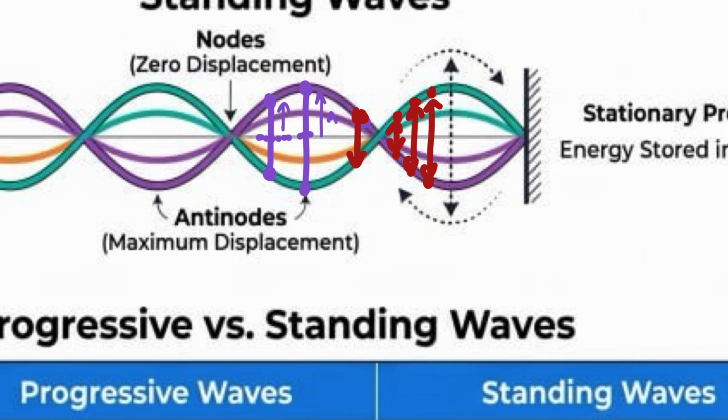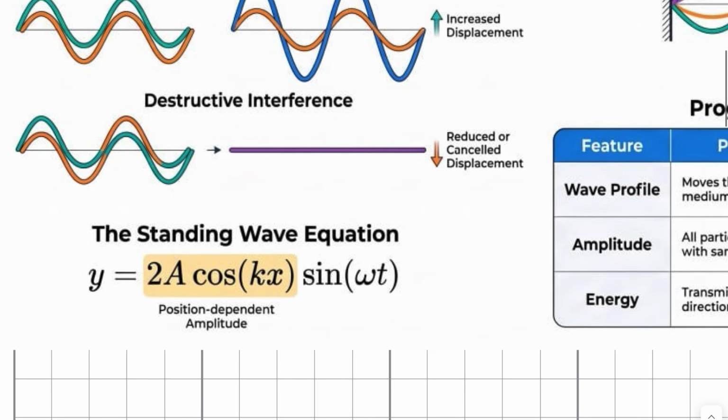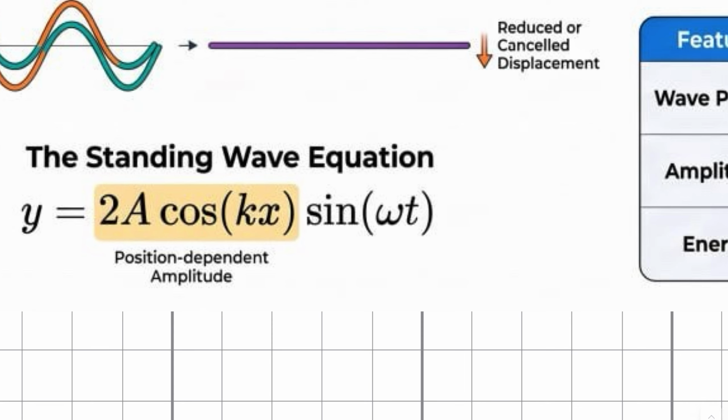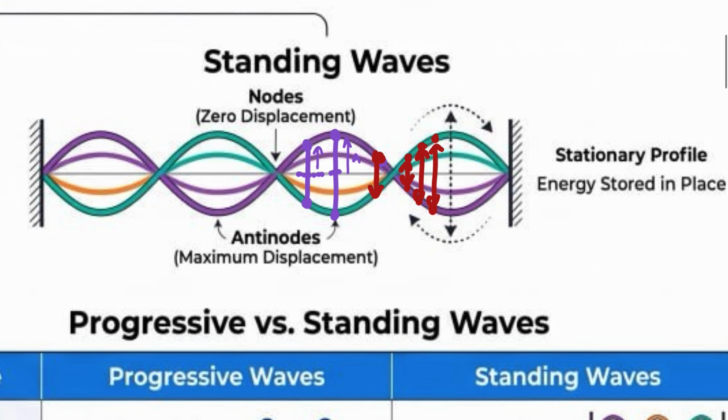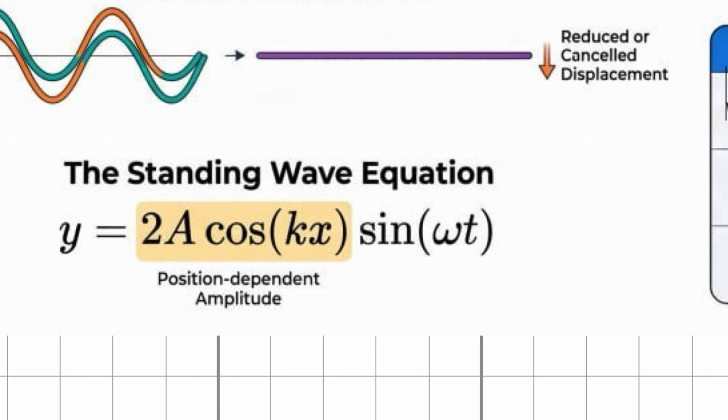Now, how do we calculate the amplitude of each particle here? We can do that by referring to the equation. So this is the equation of standing wave. What is 2a? A is the amplitude of the individual wave. After combining, you will end up with 2a. But the question is, how do we know the amplitude of each particle? Because we agree that the particles have different amplitudes. So how do we calculate it? We can use the equation that is highlighted here.